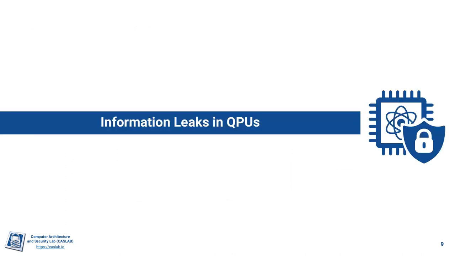The first thing I want to talk about, the information leaks in QPUs, looks at the first case where you have shots of different circuits from different programs alternating on one computer. So they're not running concurrently. But we're also looking at multiplexing. There are some papers from Georgia Tech and other places that are already exploring multi-tenancy and how to run multiple users or multiple programs in parallel.